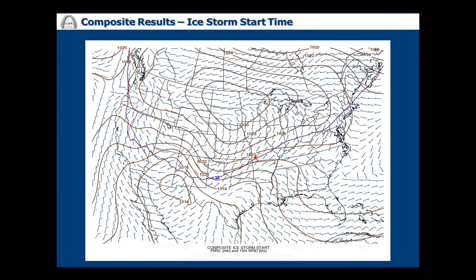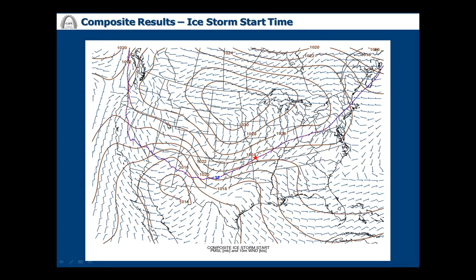So I'll move into the results here. Looking at the sea level pressure and the 32-degree isotherm at 2 meters, you can see an expansive high pressure over the northern Plains and upper Midwest that has moved into the center part of the country. The 32-degree isotherm basically intersects the domain from the southwest, basically along the I-44 corridor. And the red star represents the average of all the composite start locations.